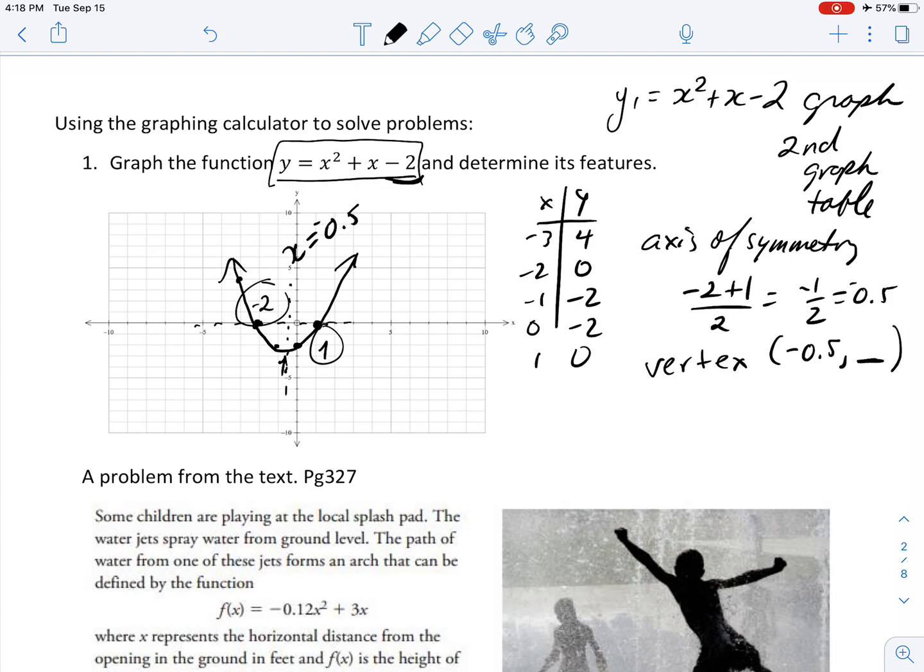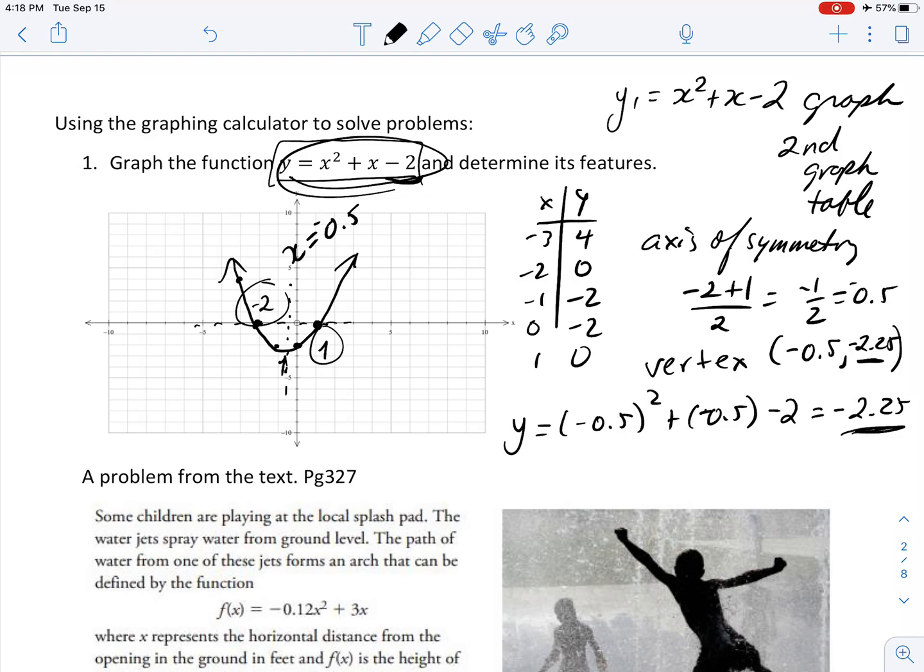So what I'm going to do is in my calculator to find the y value, I'm going to go -0.5 squared. I'm just putting it into here. I'm subbing it in for x plus -0.5 minus 2. And so if I put that in exactly as I see it here, my calculator spits out -2.25. That's the y value of the vertex, so -2.25. That's this point right here. So I can say that's at -0.5, -2.25 is the vertex.